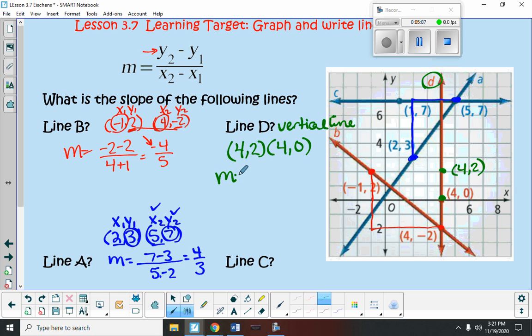So to find the slope, we subtract the y's, 0 minus 2, and then we subtract the x's, 4 minus 4. That gives us negative 2 over 0. Now, if you remember, we can never divide by 0. Okay, if I have a group of 5 students and I want to divide you into groups of 0, it's just not possible. So that is called undefined. So the slope of a vertical line is undefined.